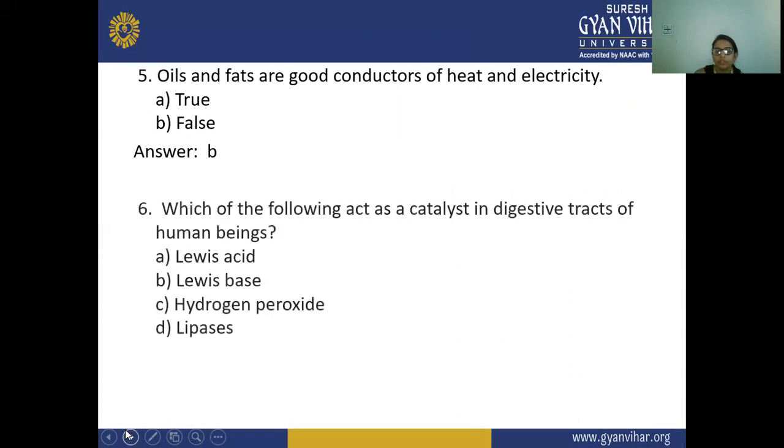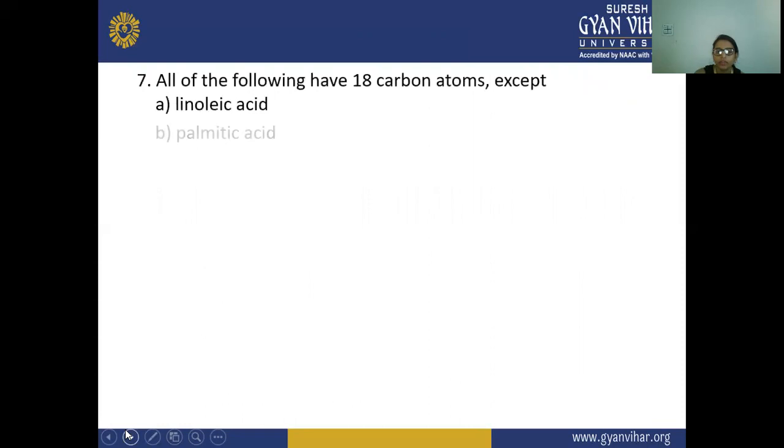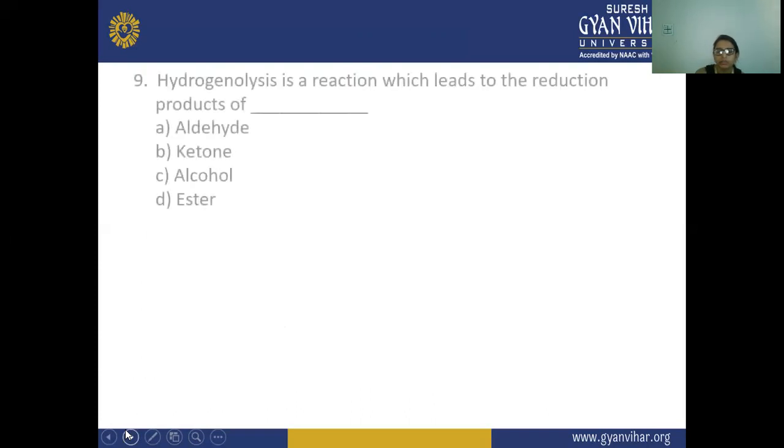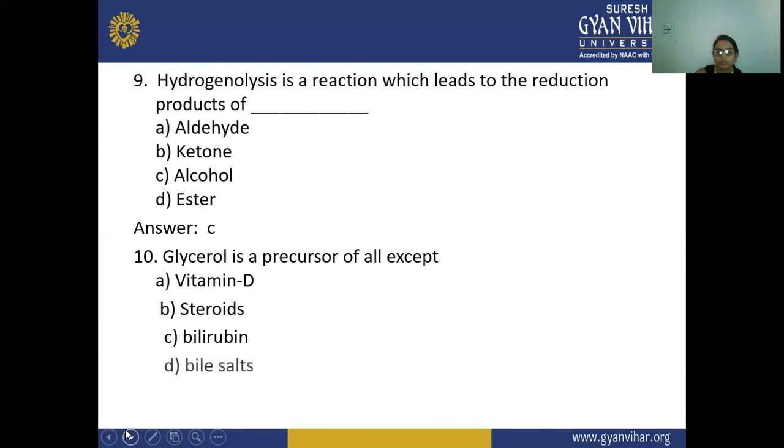Oils and fats are good conductors of heat and electricity. False. Which of the following acts as a catalyst in the digestive tract of the human body? That is lipase. All of the following have 18 carbon atoms except palmitic acid. Vegetable ghee is manufactured by hydrogenation. Hydrogenolysis is a reaction which leads to a product of alcohol. Glycerol is a precursor of all except bilirubin.